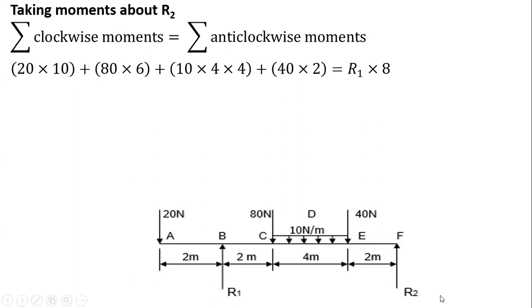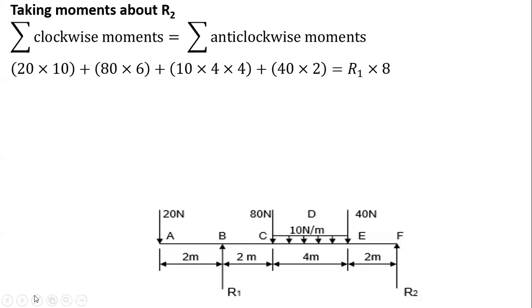Since I'm taking moments about R2, I look at the distance from where 80 is and where R2 is. I realize there is 4 and 2. So I'm talking about 80 multiplied by 6, because that's 4 plus 2. Let me go through that again. The second anti-clockwise moment is this one here, 80, which is acting downwards.